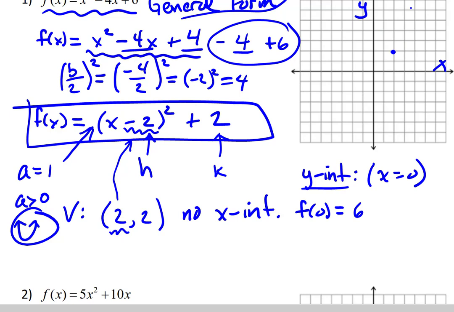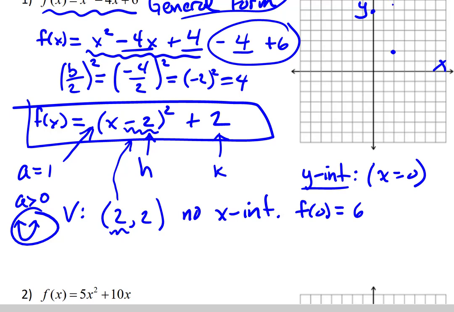I'm going to leave the vertex point (2, 2), and now plot the other point (0, 6). So 1, 2, 3, 4, 5, 6. We know that point's on our parabola, and then we're going to use some symmetry to find a third point. By symmetry, we mean this.